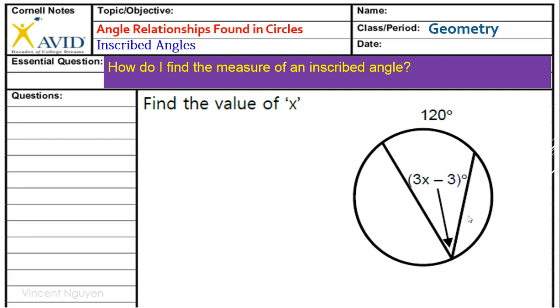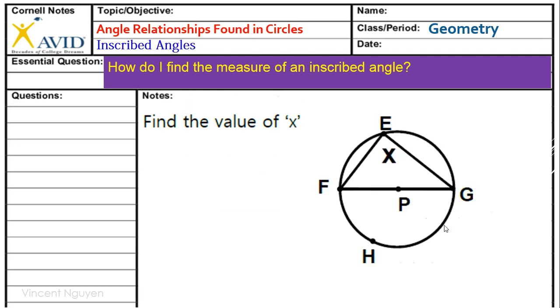Another example, we have an inscribed angle here, and it's 3x minus 3, and we have the intercepted arc of 120. Well, if the intercepted arc is 120, the angle must be 60. So we'll just set the expression equal to 60, and we can solve for the value of x. Okay, 3x minus 3 equals 60. Add 3 to both sides, and then divide by 3 to get x equals 21.